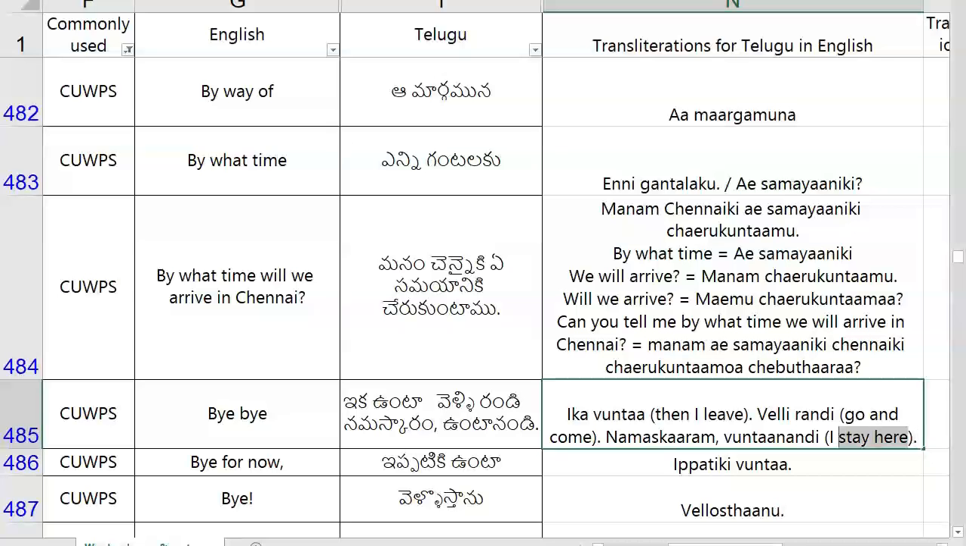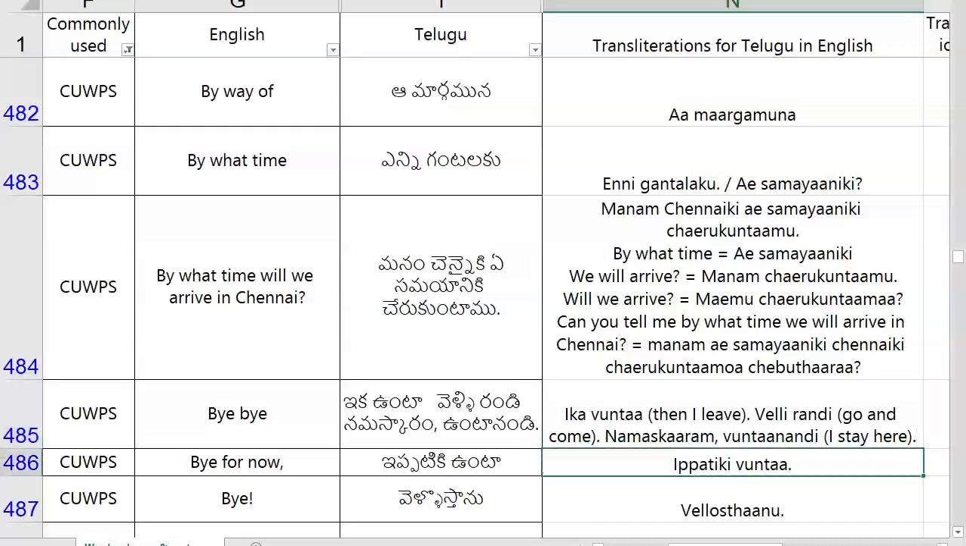But literally it means I stay here. So preferably you have to be the one staying. For example, if you are not leaving, and the other person is leaving, you can use untanandi. Bye for now means ippatiki unta. Bye means vellostanu. Namaskaram. Cheppandi. So, for example, if I'm leaving, I can say ika unta, and the other who is staying behind will say untanandi. Is that right? Yes, yes.